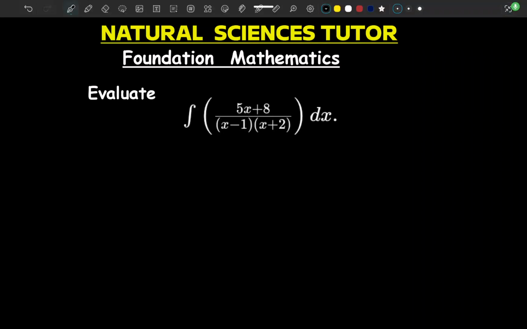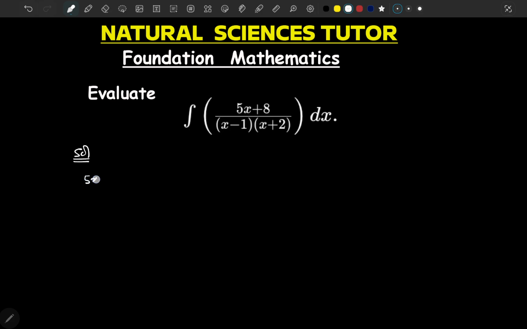In this video, we are going to look at a question under calculus that tells us to evaluate the integral of (5x + 8) over (x - 1)(x + 2) with respect to x. When you look at this question, it's actually partial fractions integration. So step one is to break this into partial fractions. If you don't know how to do partial fractions, that might be a challenge, but let's first do it.